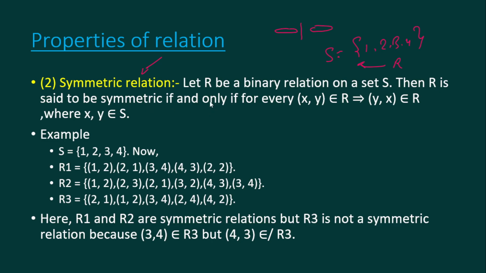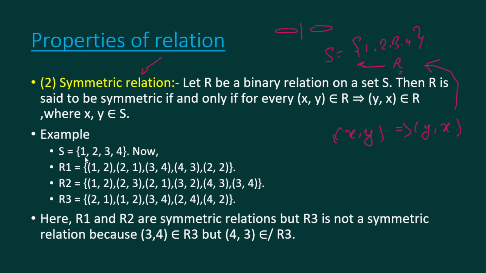R is said to be symmetric if and only if for every x comma y there exists a y comma x in R. If this exists, then we can say that this is a symmetric relation. So if x comma y is present, then its reverse should also be present in that relation, then we can say that this is symmetric.